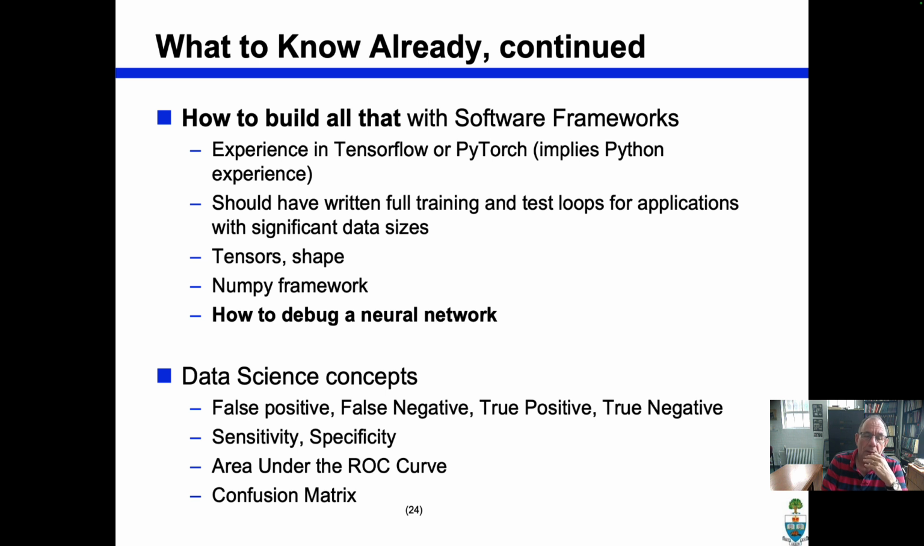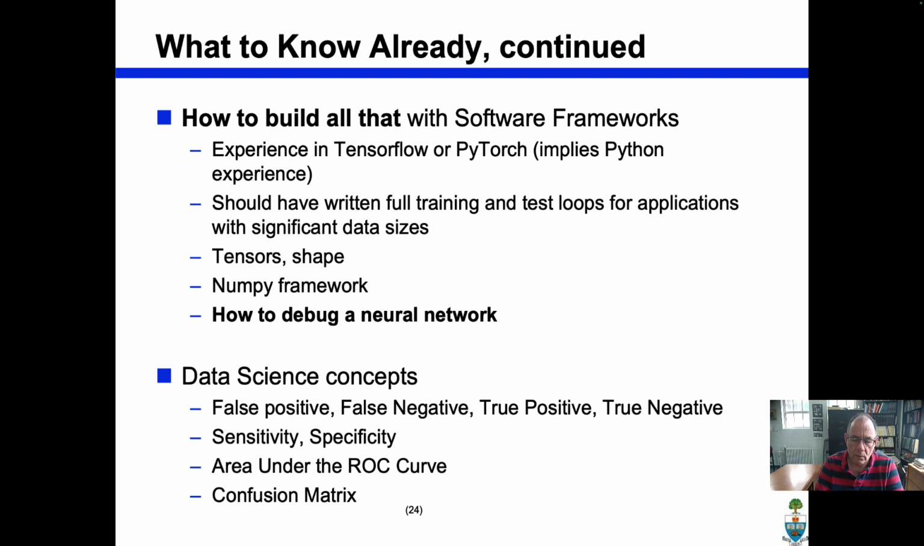There are data science concepts that are fundamental to making systems and doing the project in the course. You should know what a false positive is, a false negative, a true positive, a true negative, how that leads to something called specificity and sensitivity. And then there's something called the receiver operating characteristic curve, and the area under that allows you to talk intelligently about trading off false positives and false negatives. And of course, the confusion matrix is a piece of that.